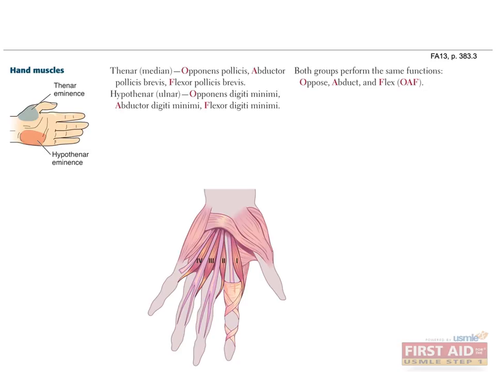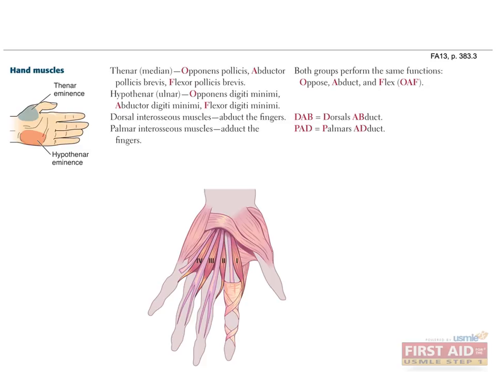There are four sets of muscles you should remember. The first is the muscles you'll find in the thenar eminence. These are the ones that oppose, abduct, and flex the thumb. Specifically, you'll have the opponens pollicis, abductor pollicis brevis, and flexor pollicis brevis. There are similar muscles accordingly found in the hypothenar eminence of the little finger.